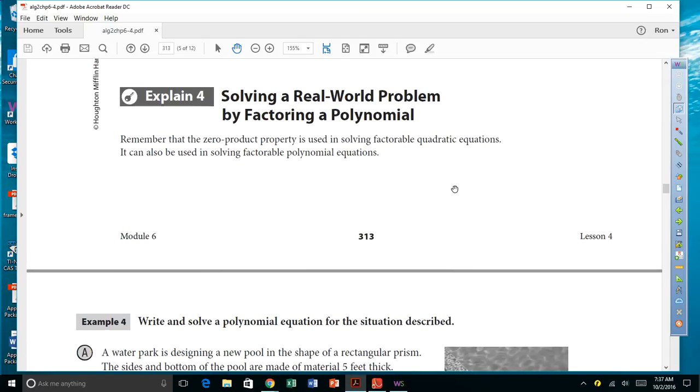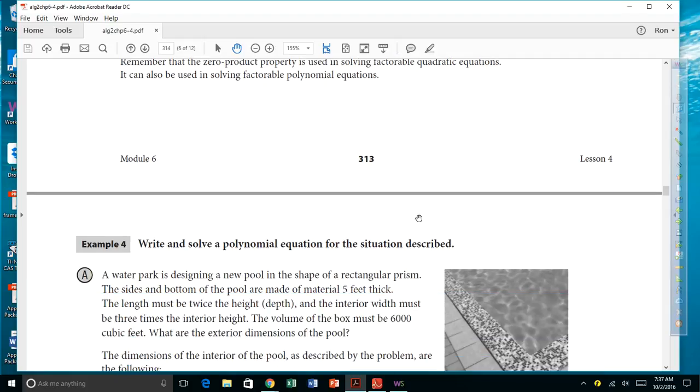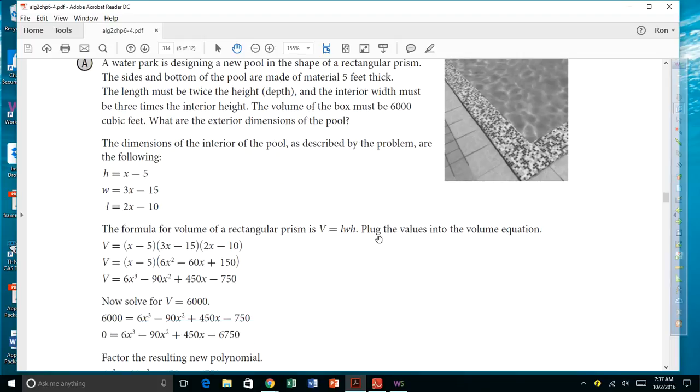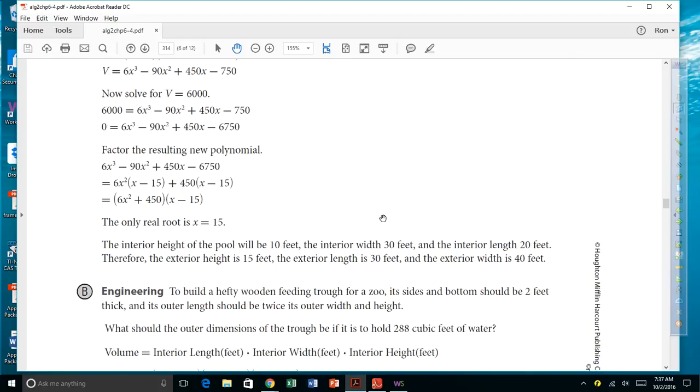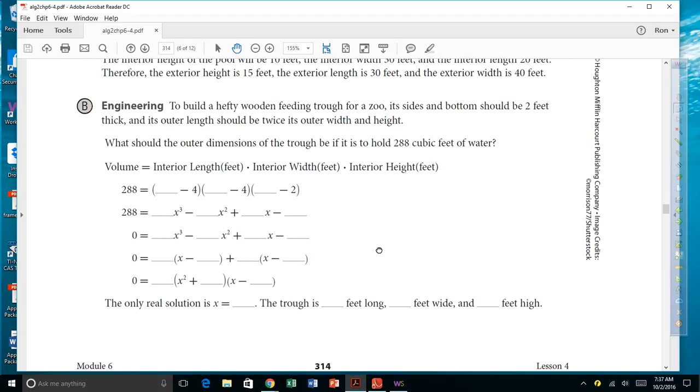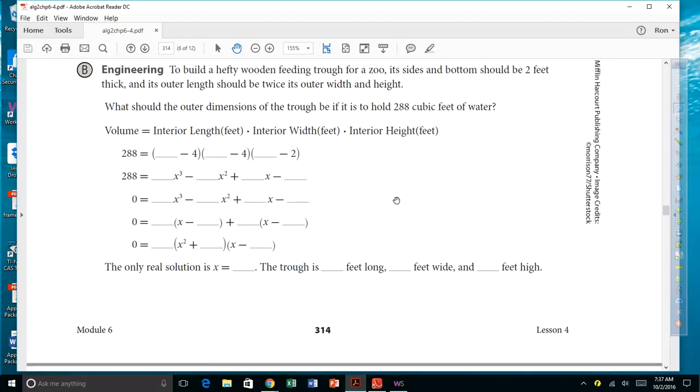Solving a real-world polynomial by factoring a polynomial. Remember that the zero product property is used in solving factorable quadratic equations. It can also be used in solving factorable polynomial equations. Example 4, write and solve a polynomial equation for the situation described. I'll let you go ahead and read all that, and then when you come back, we'll do B together.